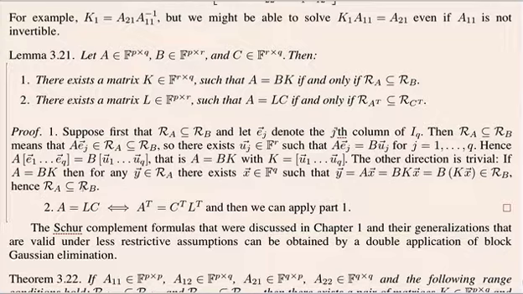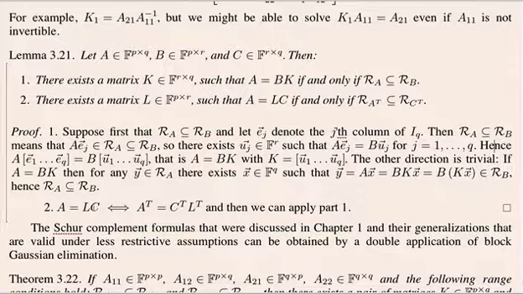If A equals BK, then for any y in the range of A, there exists an x in F^Q such that y is A times x. But then A is BK, so this is BKx, which is B times Kx, and this is a vector in the range of B because you apply B to it. That means that the range of A is also in the range of B.